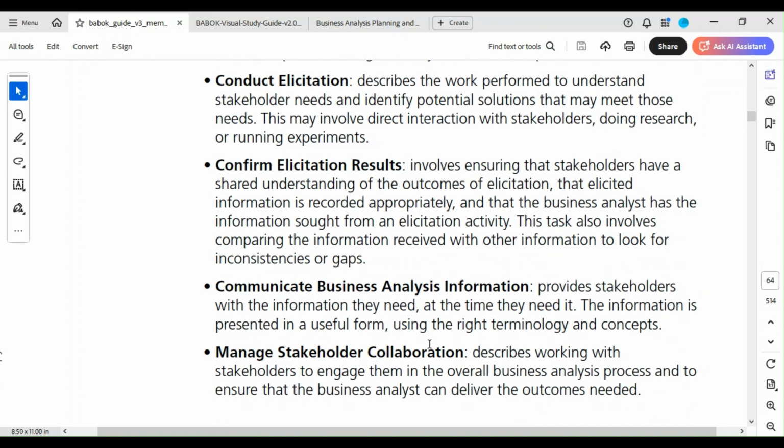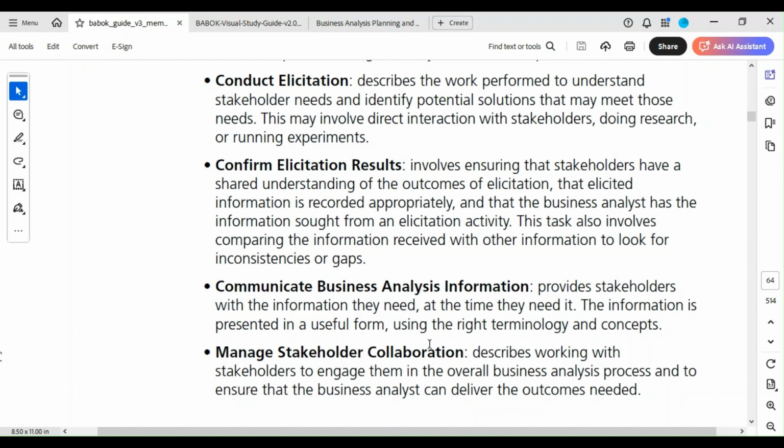Okay, confirm elicitation results. So now you prepared for your elicitation, you conducted your elicitation, and now you want to confirm your elicitation results. It involves ensuring that stakeholders have a shared understanding of the outcomes of elicitation. Making sure that whatever you have done, everyone is on the same page. Also, that elicited information is recorded appropriately. You are trying to make sure that whatever you've gotten from your stakeholders, you've recorded properly, and that the business analyst has the information sought from an elicitation activity. Make sure you have the correct information.